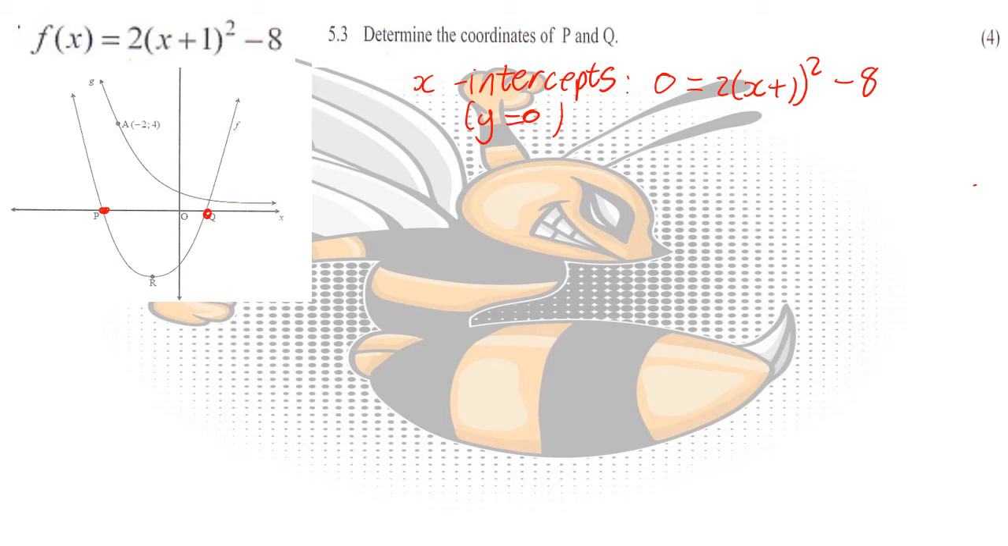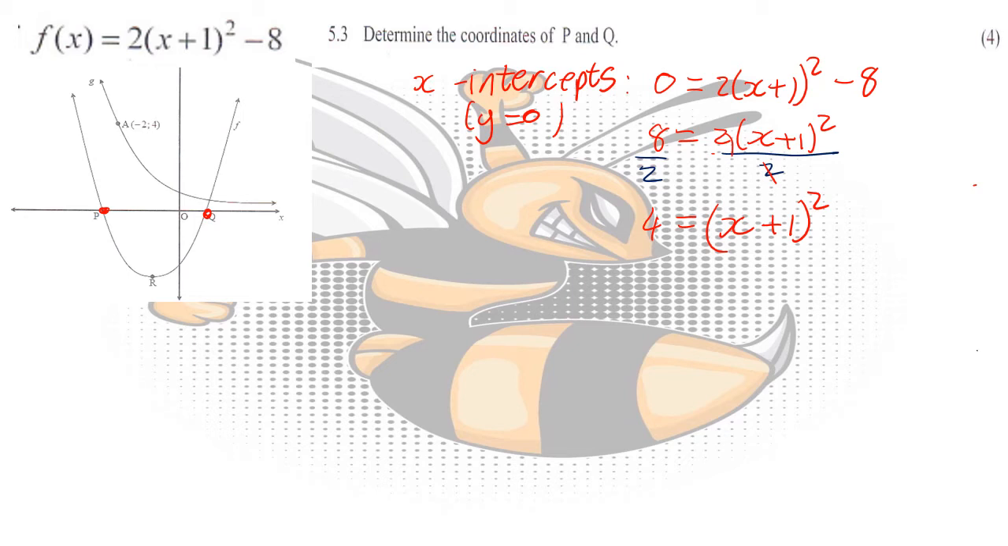Now there are two ways we can solve this. I'm going to go with the simplest way. We can throw the −8 over, then it becomes positive 8. So we have 8 = 2(x + 1)². Then from there I can divide on both sides by 2 so that I can get the bracket that is squared alone. Therefore we have 4 = (x + 1)².